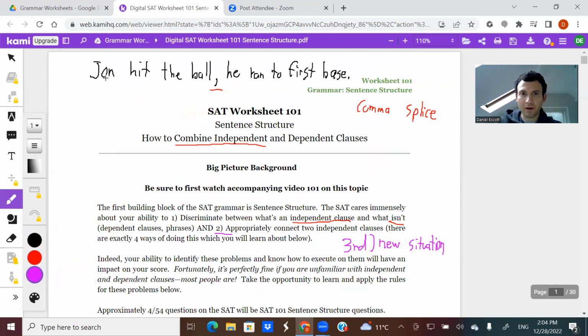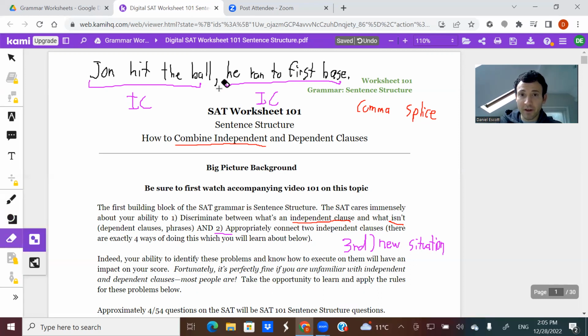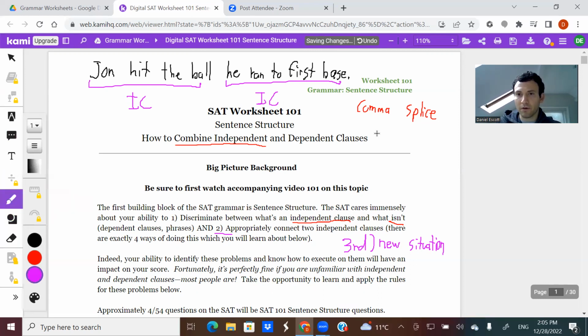John hit the ball. John is a subject, hit is a verb, the ball completes the thought. That's an independent clause. He ran to first base. He is a subject, ran is a verb, to first base completes the idea. That's also an independent clause. You can never combine two independent clauses with only a comma. That's called a comma splice. If I just get rid of the comma and it looks like that, that's called a run-on.